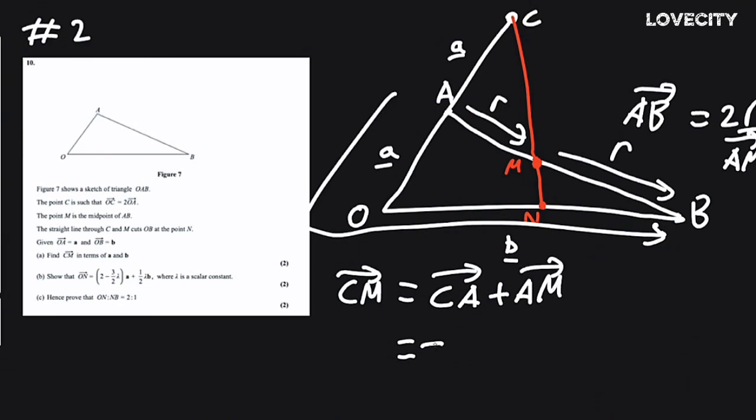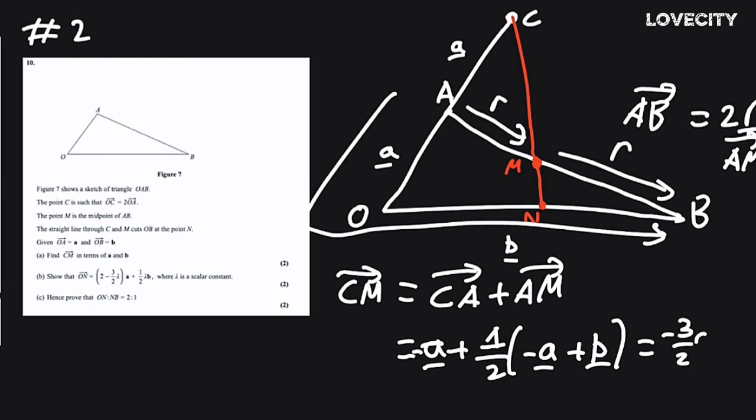And we know that C to A was negative a. And A to M, well, it's going to be a half of A to B. But A to B is just going round from A to O to B. So negative a plus b. And overall, we're going to get minus 3 over 2 a plus a half b. And that's our C to M.